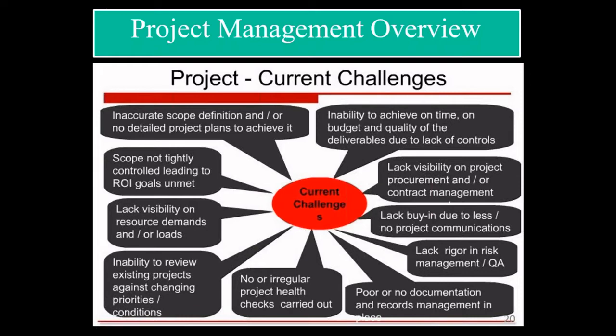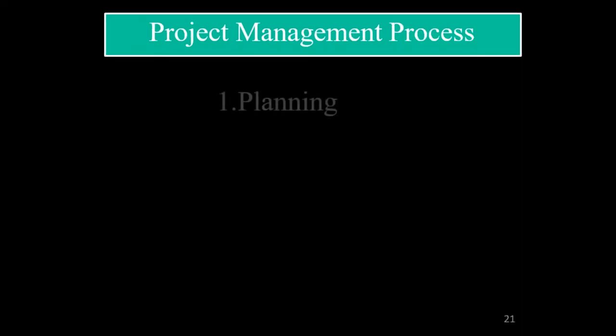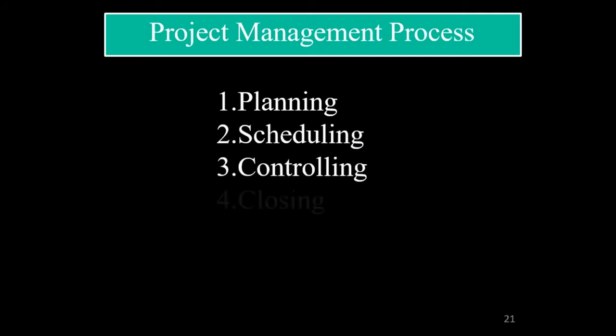Planning is also a challenge. Some points are not taken in planning. So some challenges are there. Based on this, we can tell that the processes of project management are divided into four: planning, scheduling, controlling, and closing. These are the four major keys to the success of project management.